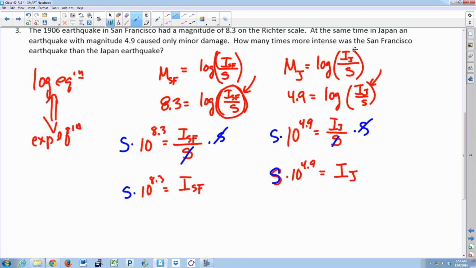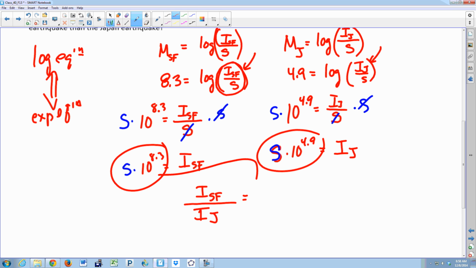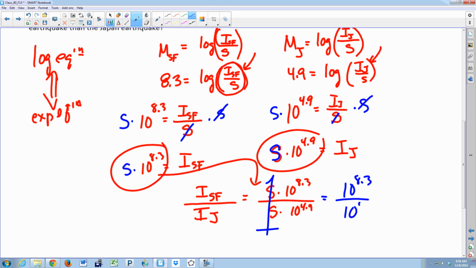We can measure that intensity through division. So really what I want to ask is how many more times is the intensity of the San Francisco earthquake compared to the intensity of the Japanese? If I substitute what each of these is equal to, I get S times 10 to the 8.3 divided by S times 10 to the 4.9. Notice your S cancels out to 1. And here's your answer: 10 to the 8.3 divided by 10 to the 4.9.